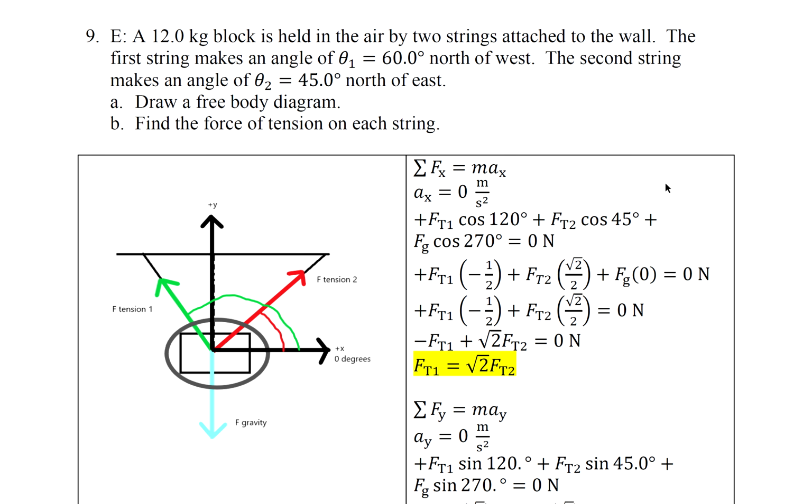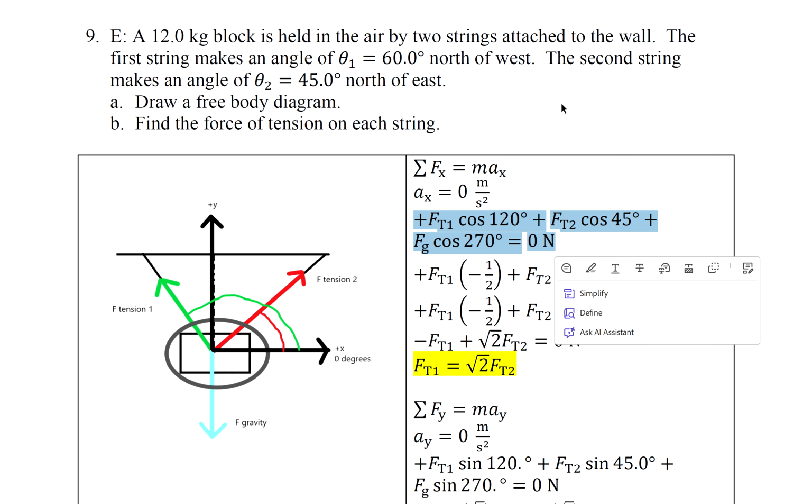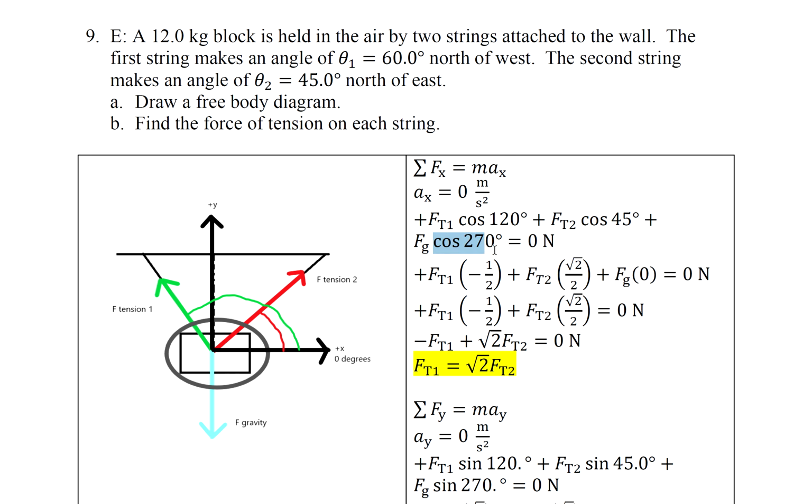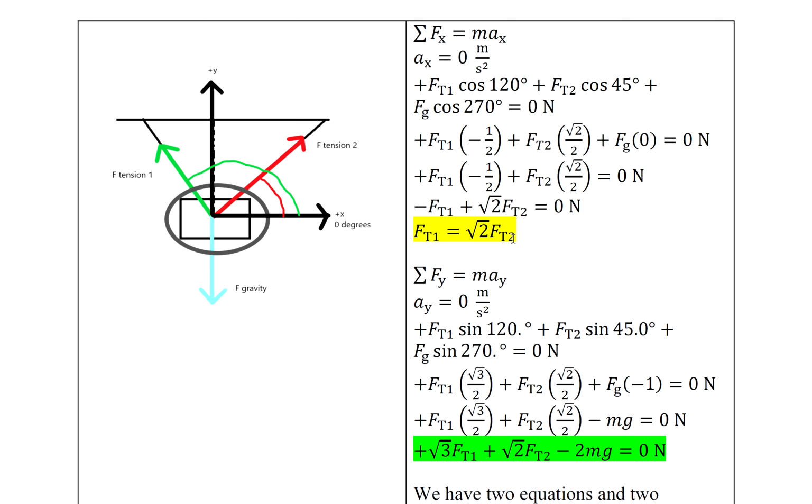So, sigma F sub x equals ma sub x. This block is not moving, a sub x is 0. So we have these three forces equaling 0 newtons. We know the cosine of 270 is equal to 0. You could put that in your calculator. So we end up only getting two forces acting horizontally, force tension 1 and force tension 2. So we have this relationship here. Force tension 1 equals root 2 force tension 2.